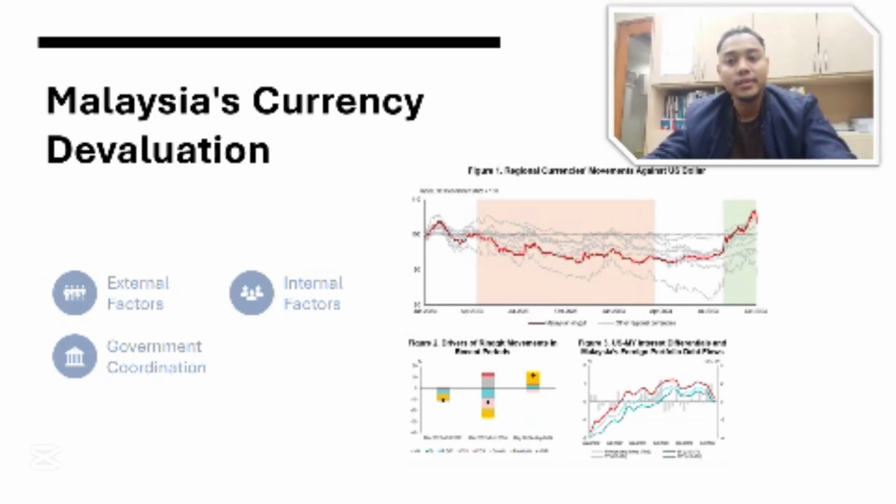For the internal factors, improvements in Malaysia's growth potential and a reduction in risk premiums helped to strengthen the ringgit. For the other factors, government coordination and collaboration between Bank Negara Malaysia (BNM) and the government play a crucial role in stabilizing the currency.